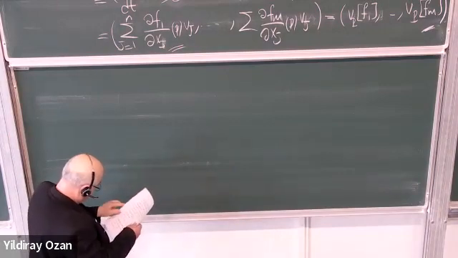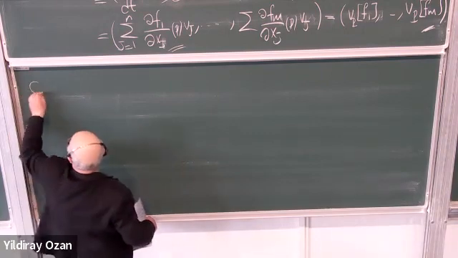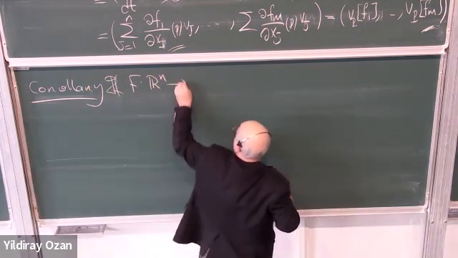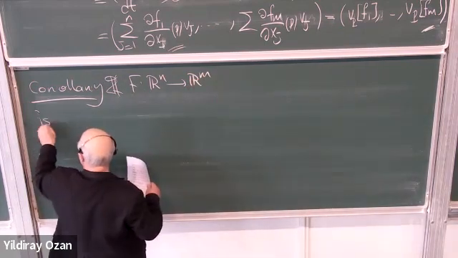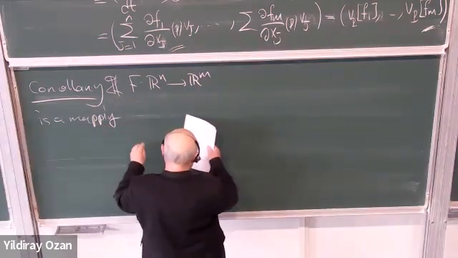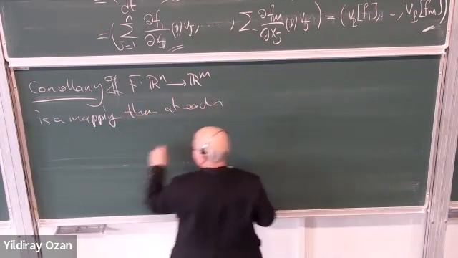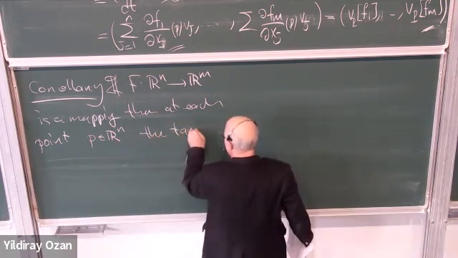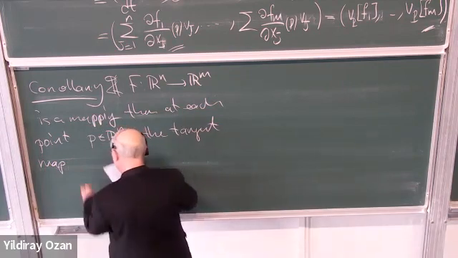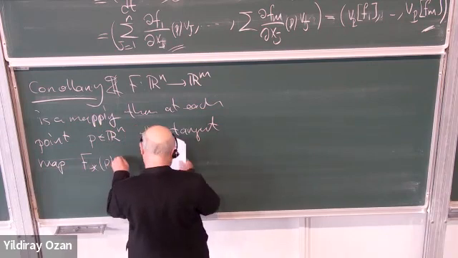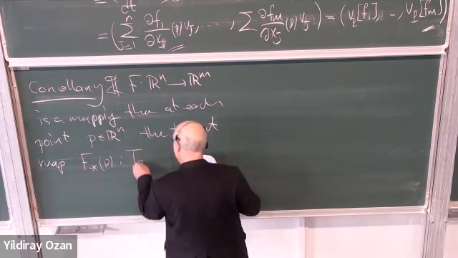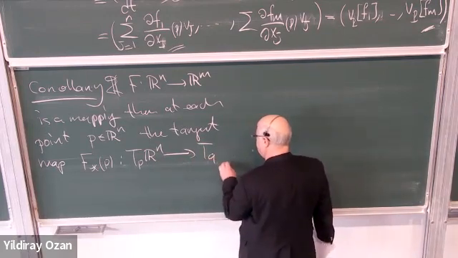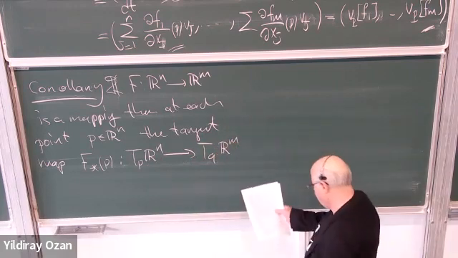Okay. If F from Rn to Rm is a mapping, then at each point P of Rn, the tangent map F star at P, which takes tangent vectors to Rn at the point P and sends them to tangent vectors to Rm at the point Q, is a linear transformation.